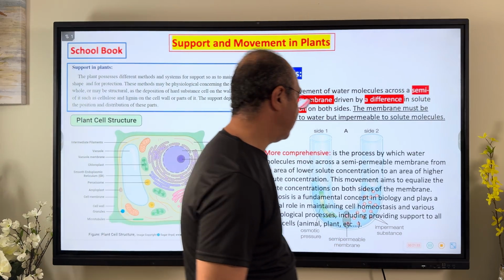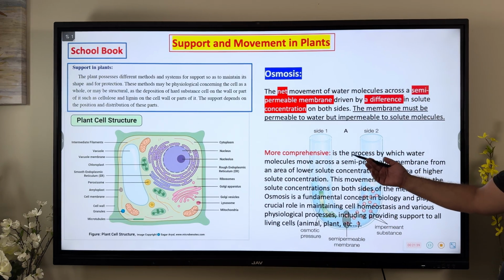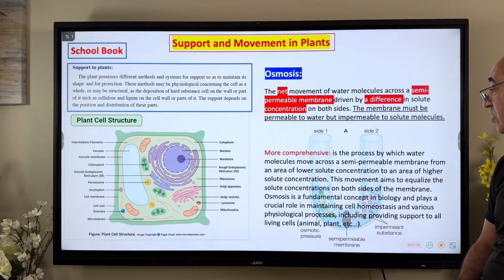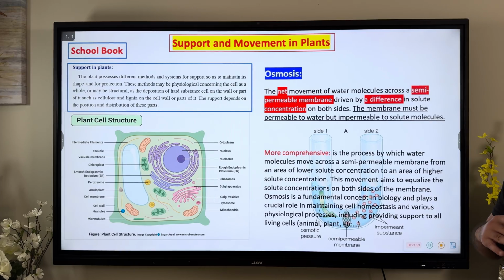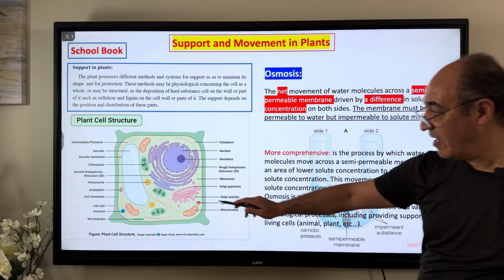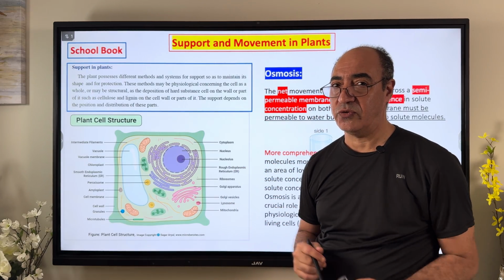Okay, here's a more comprehensive definition for those of you that like to understand things in much more detail. It's a process by which water molecules move across a semi-permeable membrane from an area of low solute concentration to an area of higher solute concentration, which is exactly what I stated before. And this movement aims to equalize the solute concentrations across the two sides of that membrane. That's a very fundamental concept in biology and plays a crucial role in maintaining cell homeostasis, right? The physiological support system that pushes on these vacuoles and expands and extends the cells to their limits so that it maintains its rigidity.